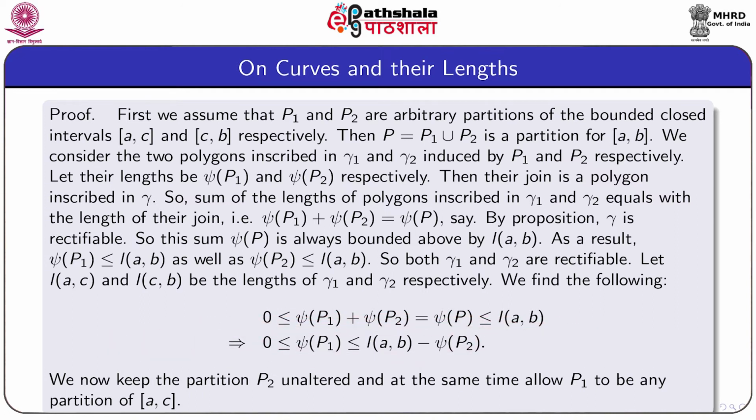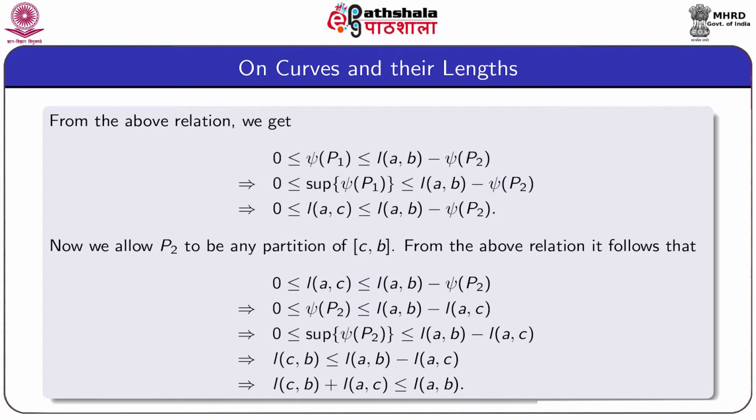Now we keep the partition P2 unaltered and at the same time allow P1 to be any arbitrary partition of [a,c]. From the above relation, we have 0 less than or equal to psi(P1) less than or equal to L_AB minus psi(P2). Hence, we have 0 less than or equal to the supremum of psi(P1) less than or equal to L_AB minus psi(P2), as the above step was true for every partition P1. Thus, we have 0 less than or equal to L_AC less than or equal to L_AB minus psi(P2).